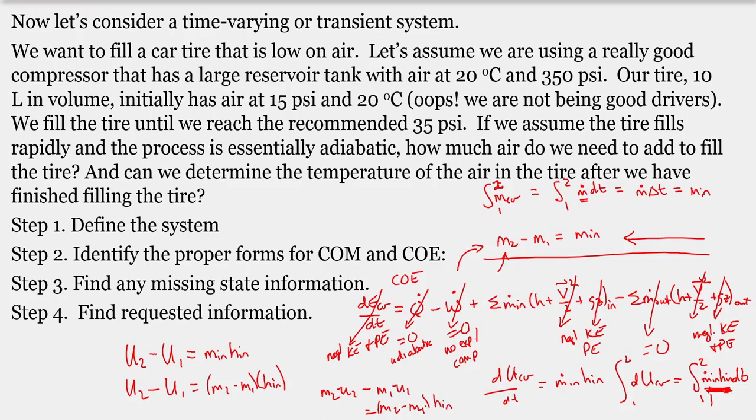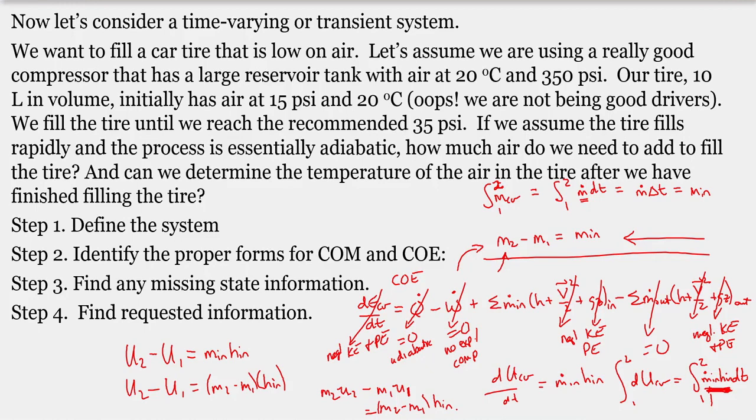So what we have here on the left-hand side is this expression for the internal energy. And it's the product of the mass at the final state and the internal energy of the final state, minus the mass at the initial state times the internal energy at the initial state. That's one. Okay. On the right-hand side, we have the difference between the mass at the final and initial states times the enthalpy at the entrance.